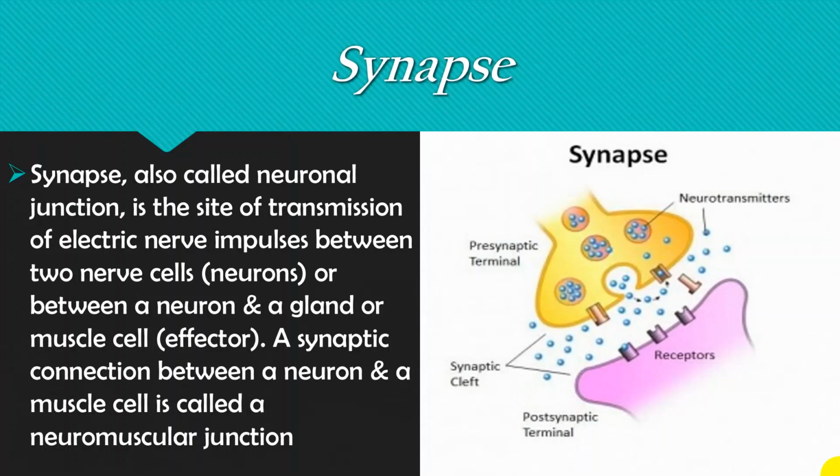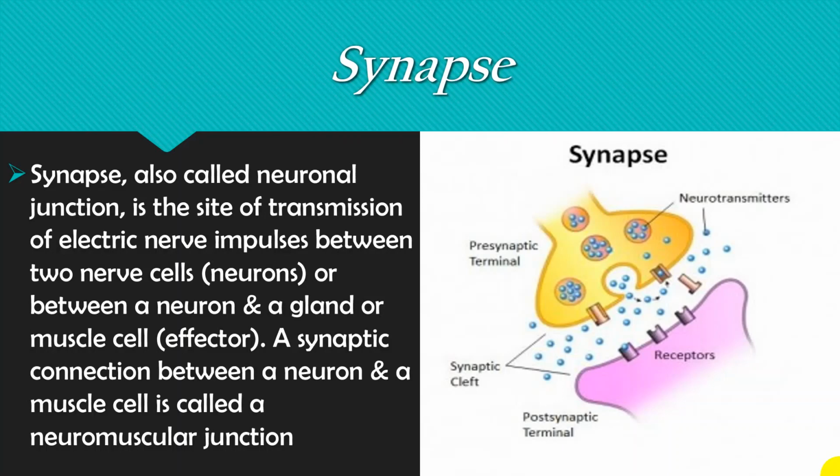Synapse. It is also called neuronal junction. It is the site of transmission of electric nerve impulses between two nerve cells, which is neurons, or between a neuron and a gland or muscle cell, which is effector. A synaptic connection between a neuron and a muscle cell is called a neuromuscular junction.